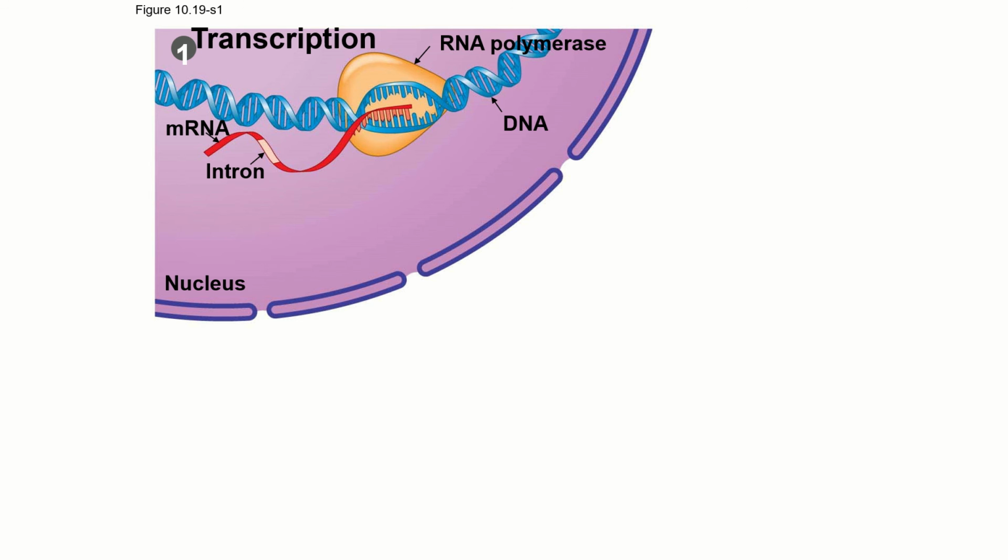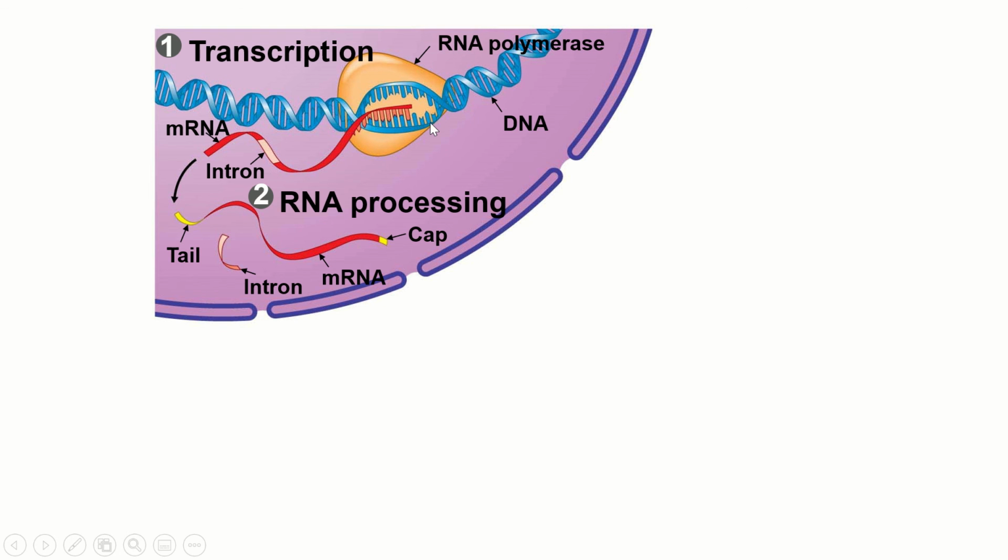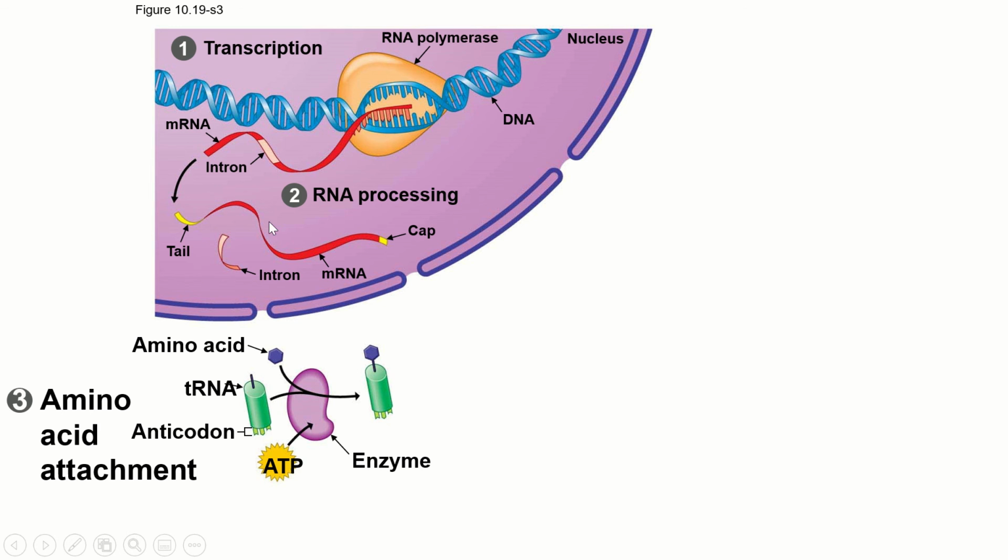All right. Up next, we're going to review. Actually, I'll just do this. Okay, we got transcription happening inside the nucleus. That's the other thing that's important to remember. Transcription happens in the nucleus. RNA polymerase makes an RNA. All right, that gets processed into mRNA. The mRNA goes out into the cytoplasm.